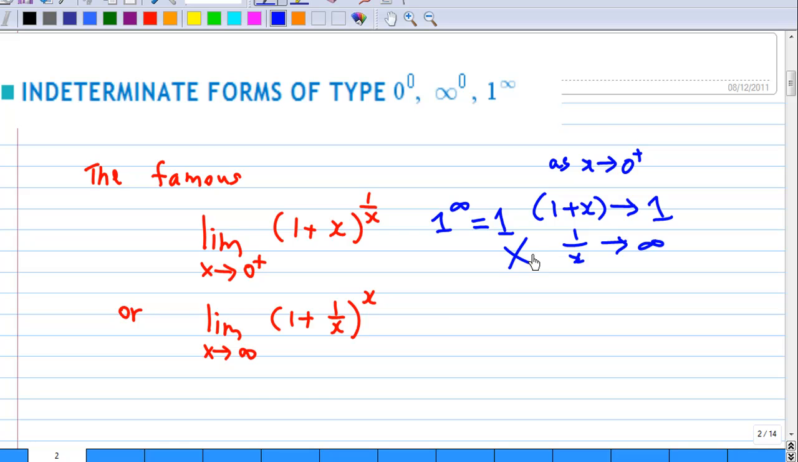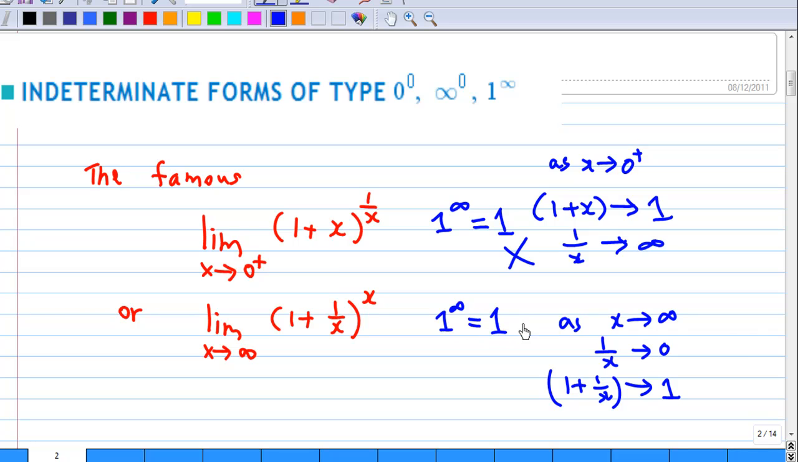Similarly, if you let x go to infinity, for the second case, we know 1 over x will go to 0. So 1 plus 1 over x will go to 1. And then you have the case of 1 power infinity again. And what is this number? Is it equal to 1 again? The answer, unfortunately, is no. The argument I just presented is illogical.